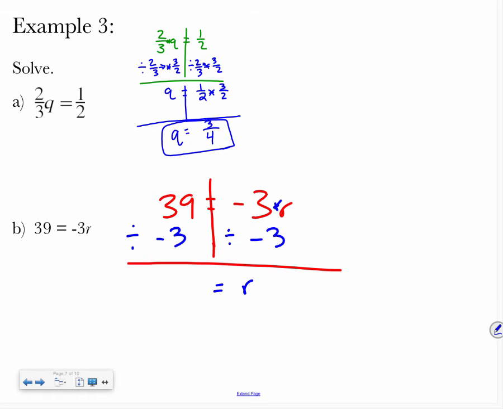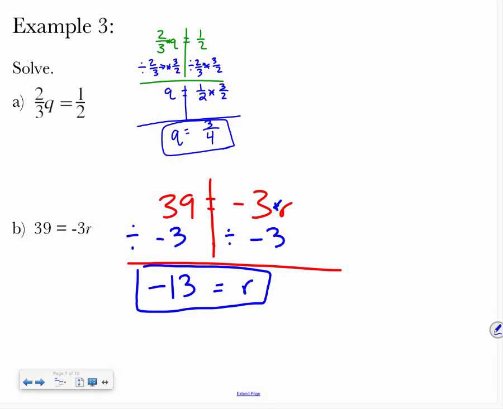You might be asking, why didn't I just divide by 3? The reason I didn't do that is because then I would have a negative r left, and we always like our variables to be positive, okay? So that's why I divided both sides by a negative 3. Now we have 39 divided by negative 3. 39 divided by negative 3 is negative 13. Positive divided by negative is negative. 39 divided by 3 is 13. So we have r equals negative 13.